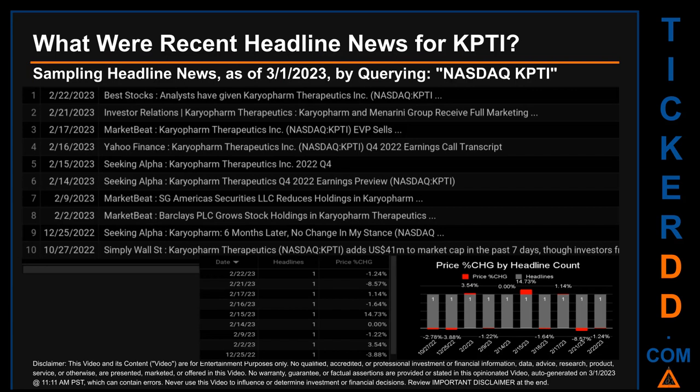The latest publication was Wednesday, February 22, 2023, when, 1 month and 7 days ago, Best Stocks published the headline that read, "Analysts have given Karyopharm Therapeutics." Correlated or not, on this latest publication date, KPTI saw a price drop of -1.24% based on the day's opening and closed price. KPTI started the day trading at $3.22 and went on to close at $3.18.